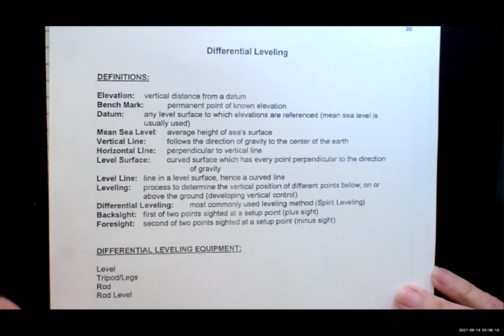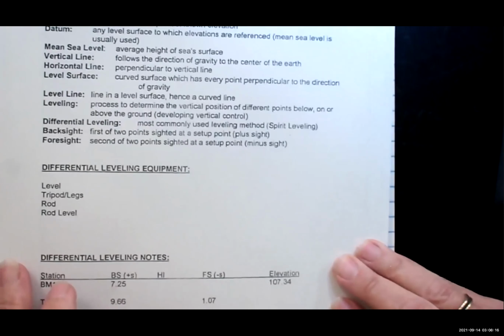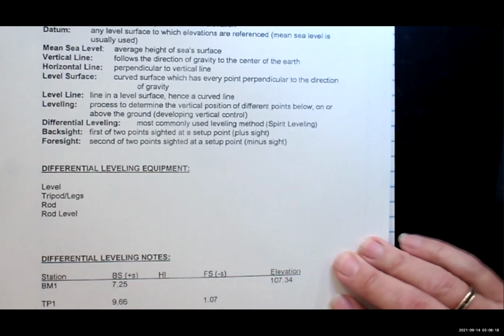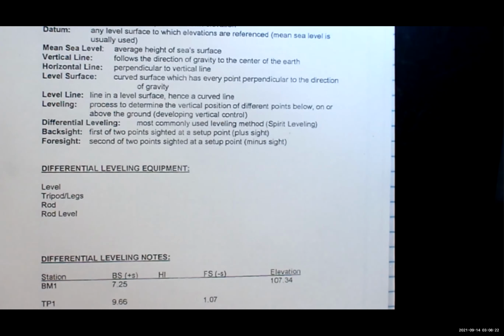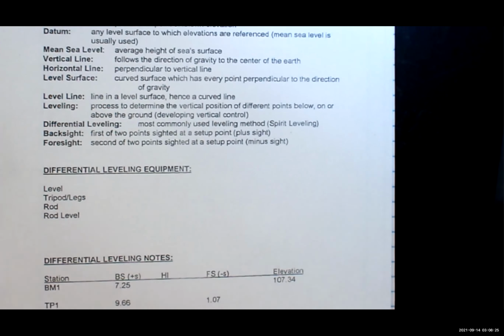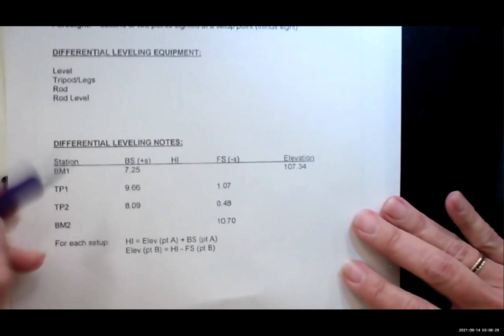And then the equipment that we're using is a level, tripod, rod, and rod level. Could everybody see this paper pretty well, or do I need to zoom in? Is it okay? Okay, so let's take a look at the leveling notes here, and we're going to look more in detail at it in a little bit. But for now, let's look at what we're doing.